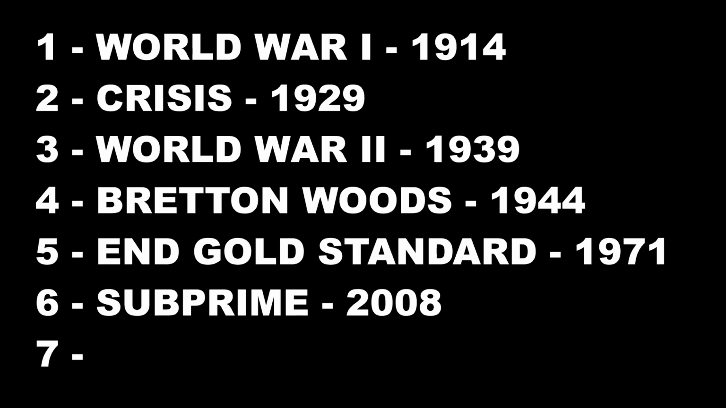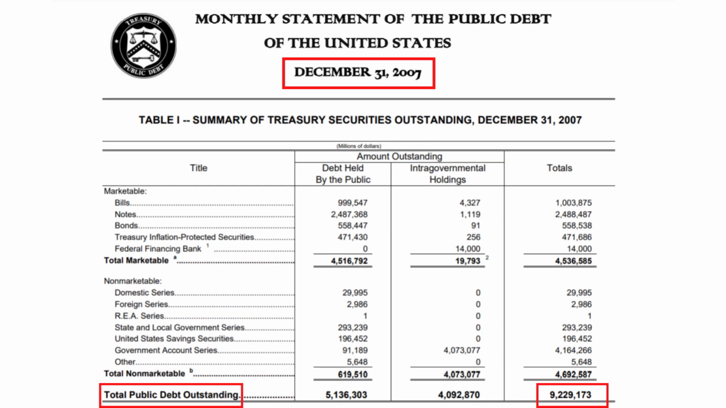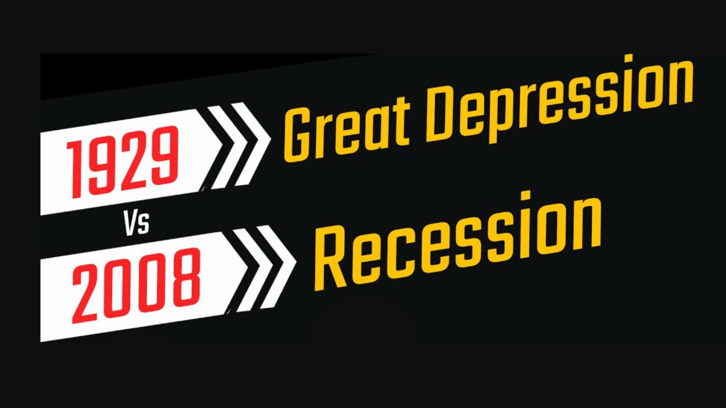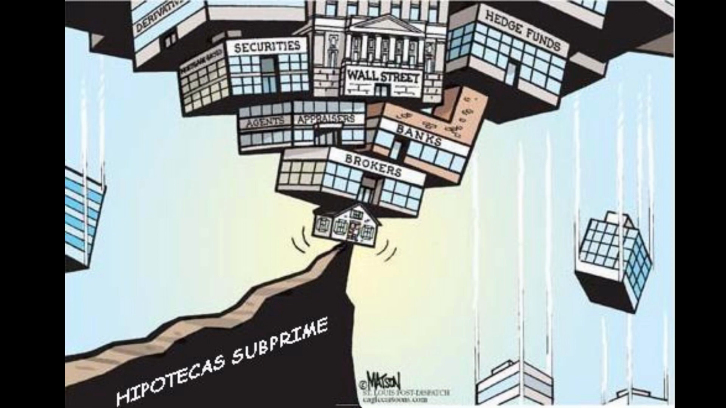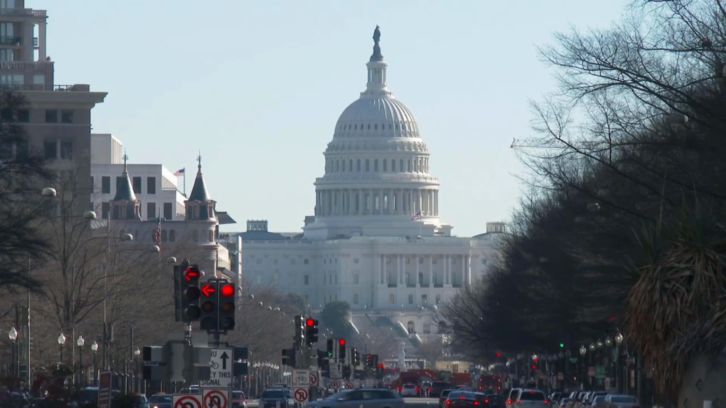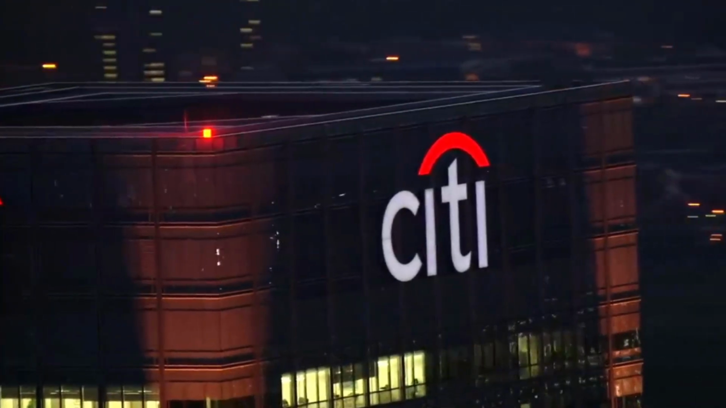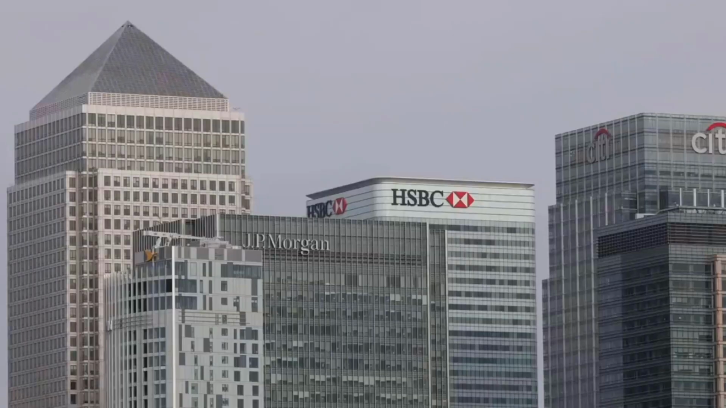subprime crisis of 2008. Moving forward in the following years, the American debt would reach the figure of $9 trillion in December 2007, on the eve of what would be known as the second biggest economic crisis in world history until then, behind only the Great Depression of 1929. In 2008, the subprime crisis would take place. This crisis would shock the world again and bring unprecedented changes in government debts. The 2008 crisis would affect the entire global financial system and start the biggest money printing scheme in history.